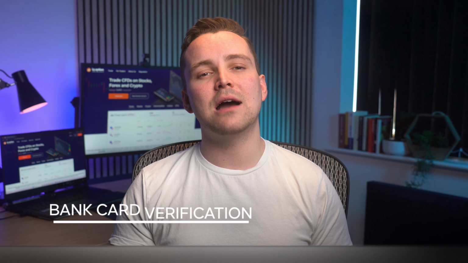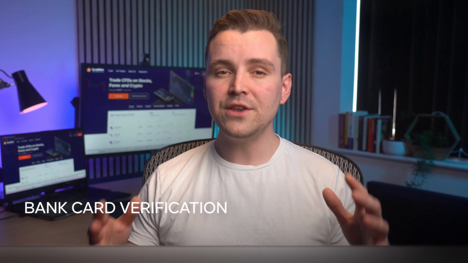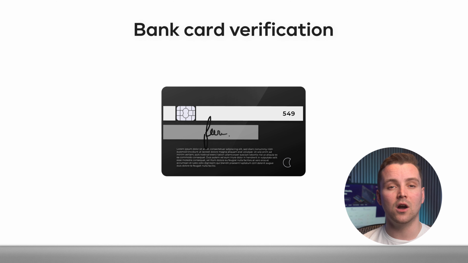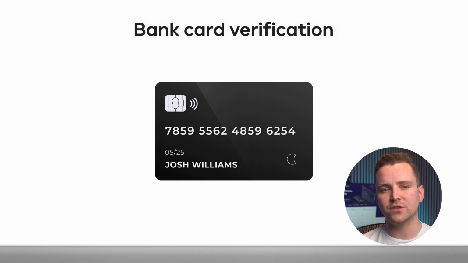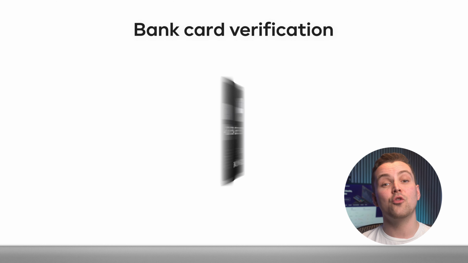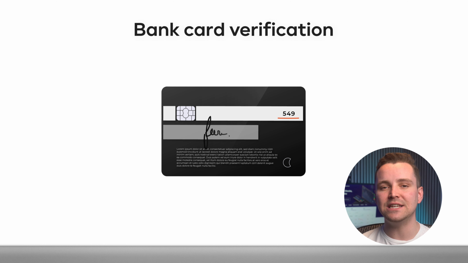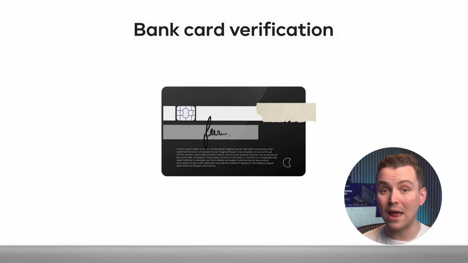Alright, now let's speak about how to verify a bank card. When you make a withdrawal, you will need to provide a good quality photo of the bank card or cards used for depositing. Take a photo of both sides of the card. Before taking the photo of the front side, make sure that only the first 6 and last 4 digits of the card number are visible, while 6 digits in the middle are obscured. On the back side, obscure the CVV code, which is the 3 digits for security. To do this, you can use a piece of paper or even a photo editor.